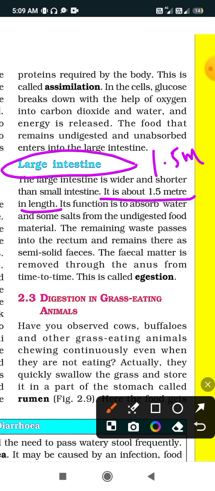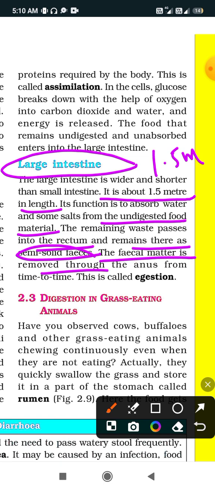Clear? So what is the function of the large intestine? It is used to absorb the water and minerals from undigested food. Clear? Then the remaining waste passes to the rectum and remains there as semi-solid feces. Then the fecal material is removed through the anus. Clear? This process is known as egestion.